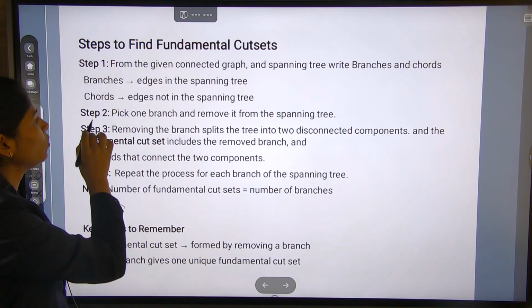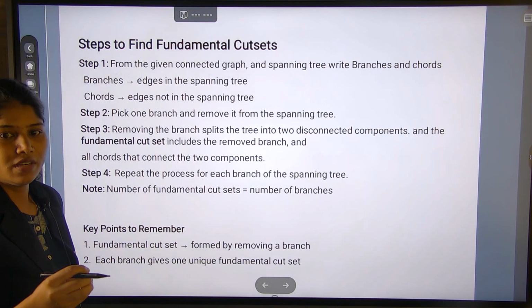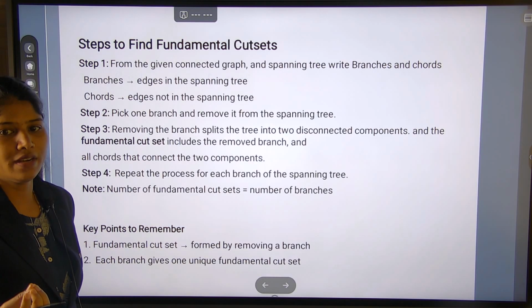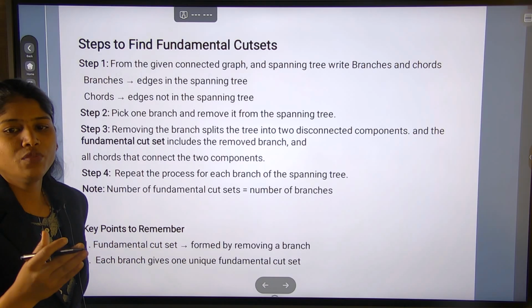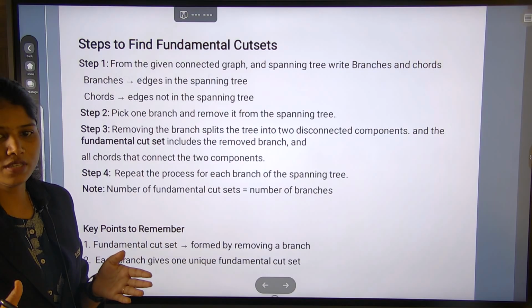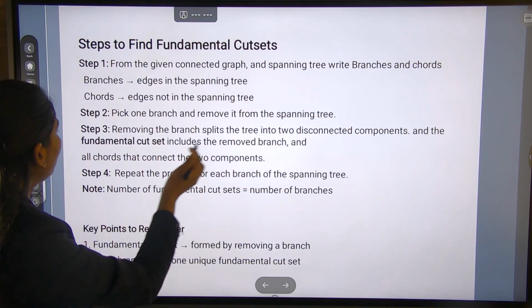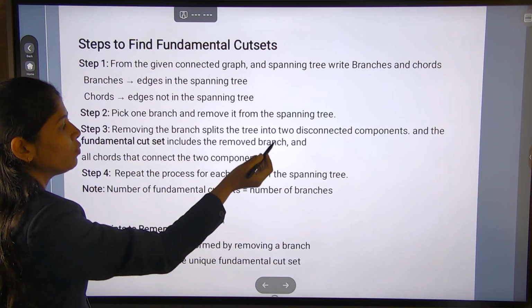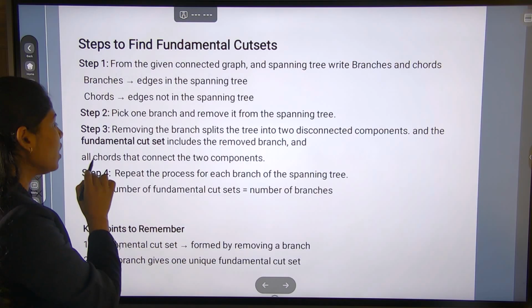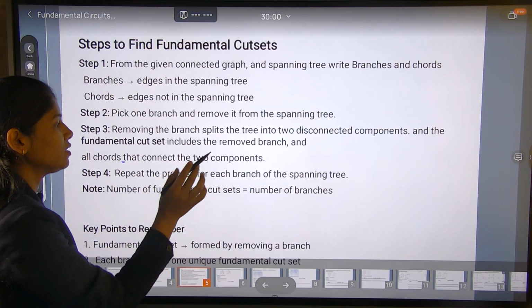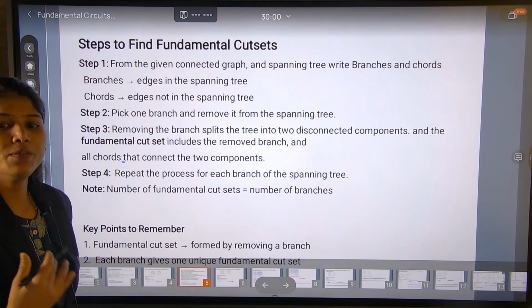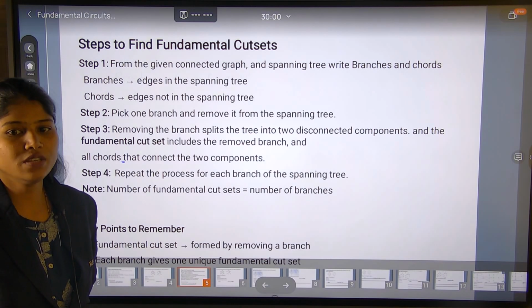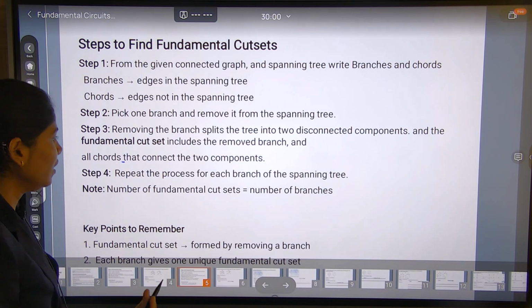Then for step 2, pick one branch and remove it from the spanning tree. After removing that edge from the spanning tree, we get two disconnected components, and the fundamental cut set includes the removed branch and all the chords that connect those two components. We need to repeat the process for all branches. We get all the fundamental cut sets.